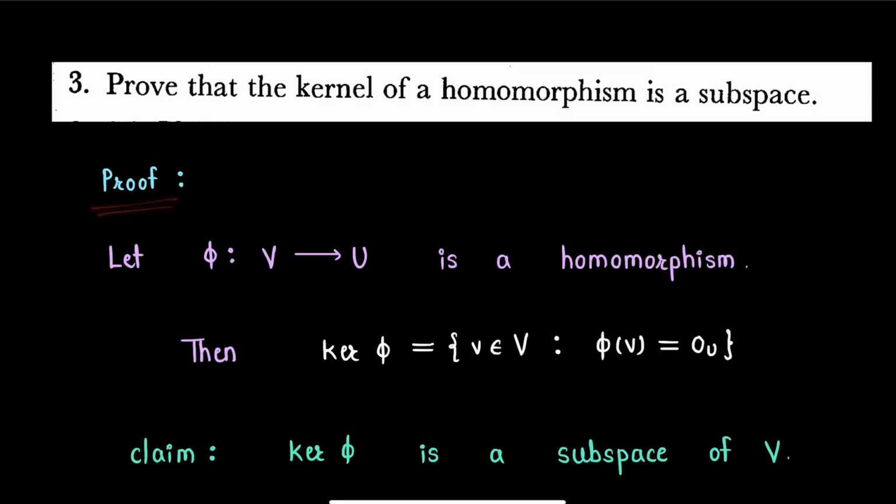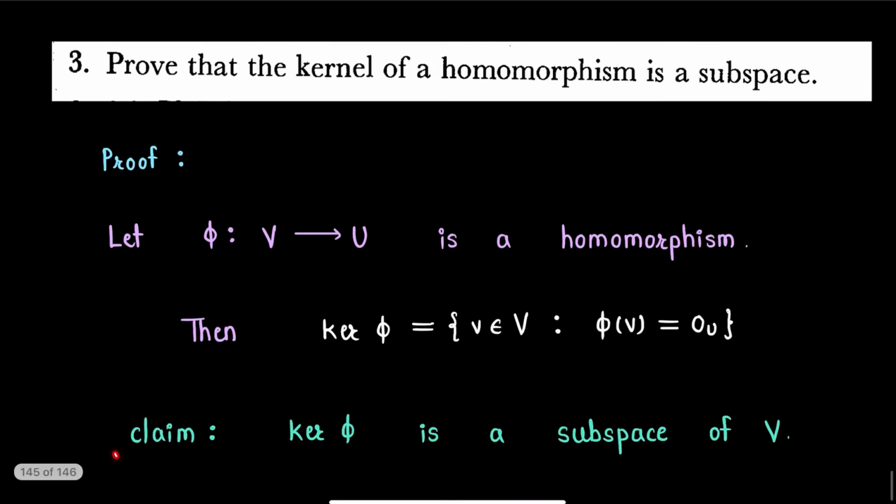So, proof. Firstly, we will define phi from vector space V to vector space U as a homomorphism. Now note that these V and U are vector spaces over the same field F. Then kernel phi is the collection of all those vectors v in vector space V such that phi of v is the 0 vector in vector space U. Our claim is to prove that kernel phi is a subspace of V.